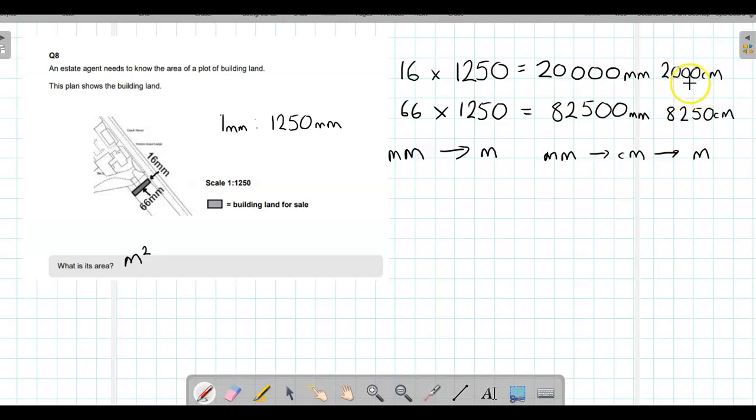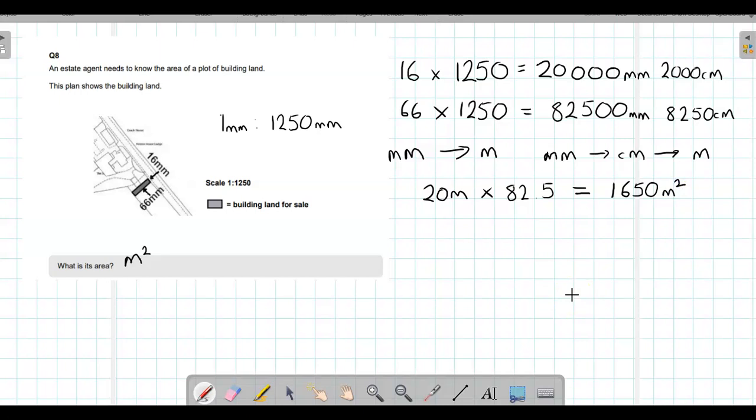So 2,000 divided by 100, you might know this mentally already, or you might do like I do and move the decimal place twice to then divide by 100. So that boils down to 20 metres and 82.5 metres. So those are our two dimensions. To finally answer the question, we would multiply them together to get the area. So 20 times 82.5, and the answer that comes out at that point is 1,650 metres squared. So several steps to this question.